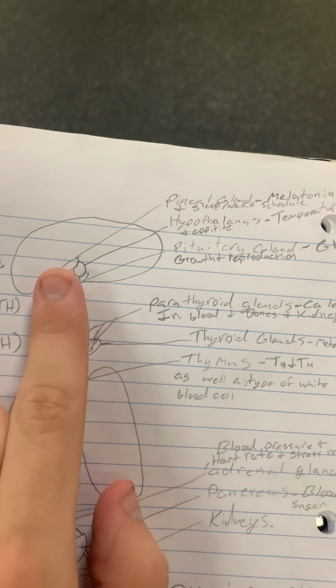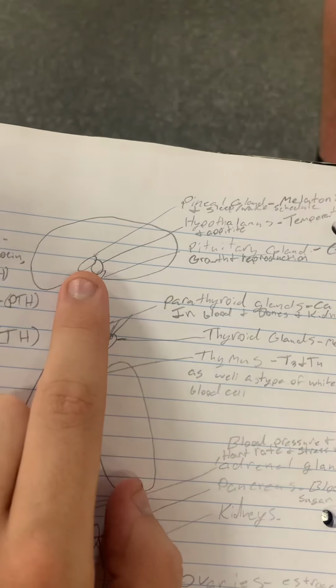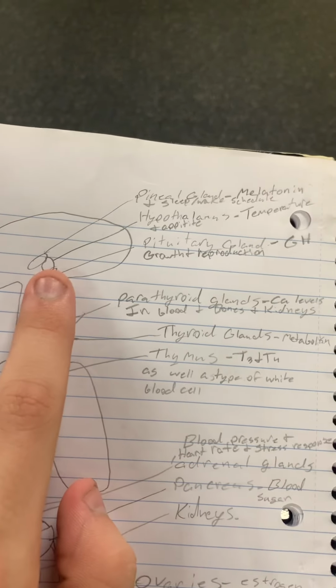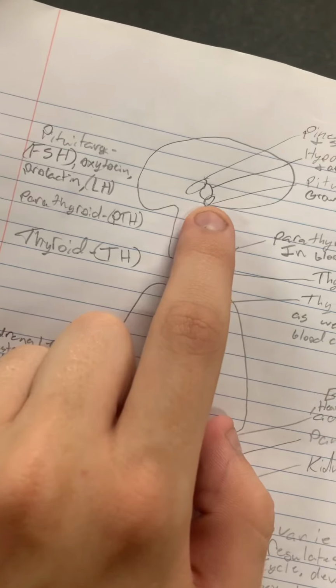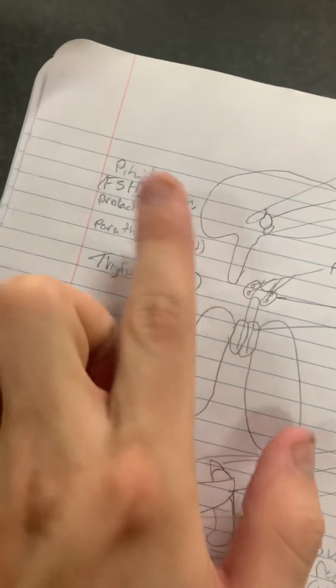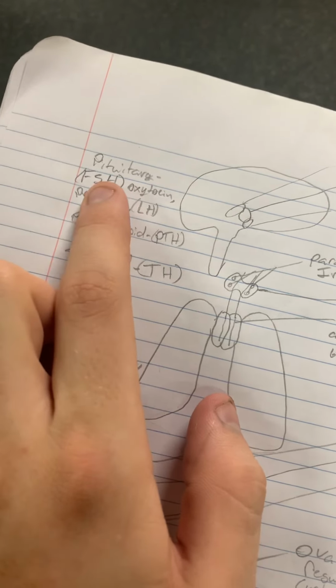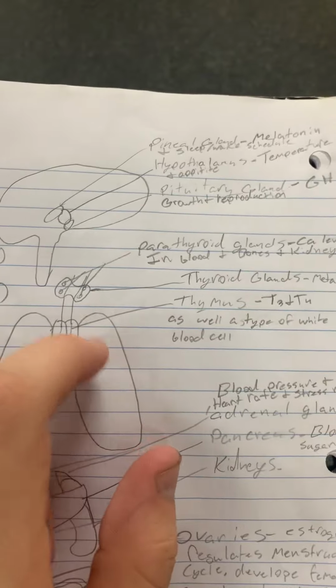Now, each one of these has a function. So the pineal gland functions as the producer of melatonin and also operates the sleep-wake schedule in the human body. The hypothalamus controls the temperature and appetite, and the pituitary gland is growth and reproduction. It produces growth hormone. It also produces the FSH hormone, oxytocin, prolactin, and LH.